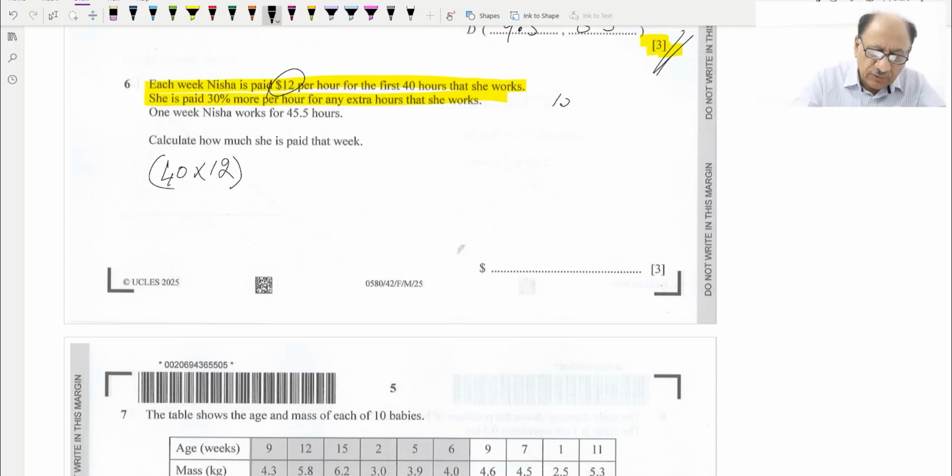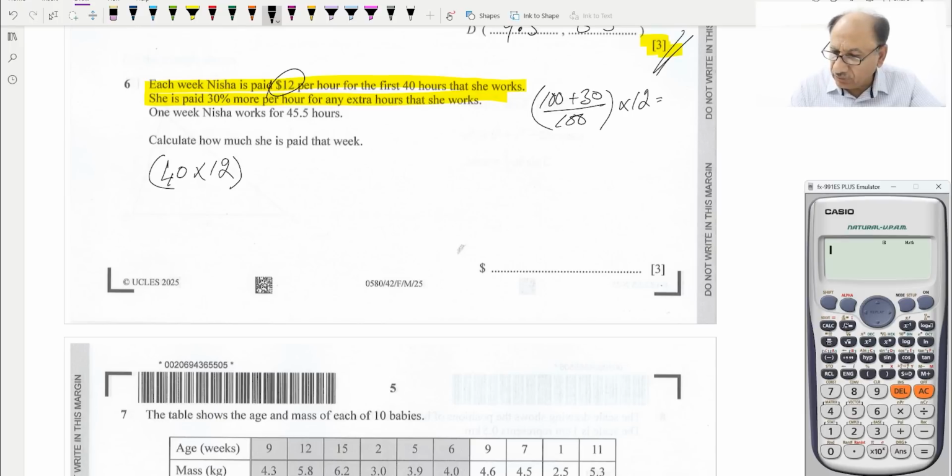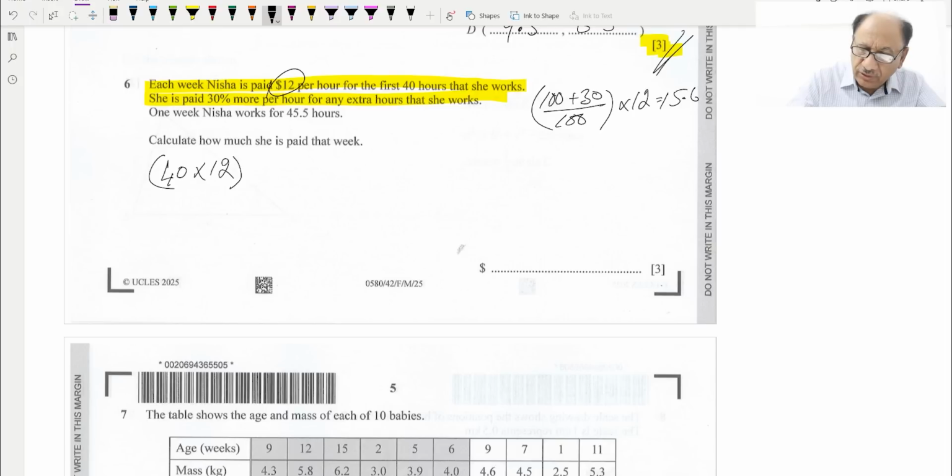This is how we are solving. We are taking basically 100 plus 30 over 100. This is for percentage increase, multiplied by 12, and if we calculate, 130 divided by 100 multiplied by 12 will be equal to 15.6. So $15.6 is the rate for the time which she is spending beyond that.